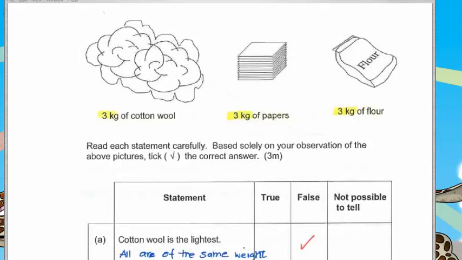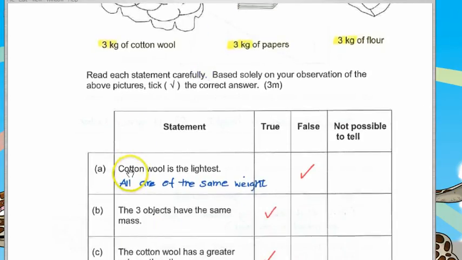So look at this. These are metals, all right. 3 kilogram. Watch the weight. They are the same. 3 kilogram, 3 kilogram, 3 kilogram. Of course, cotton wool will look large. You need to have more of them to ensure that the weight of this is the same as this. Now, over here, cotton wool is the lightest. No, it's totally false.